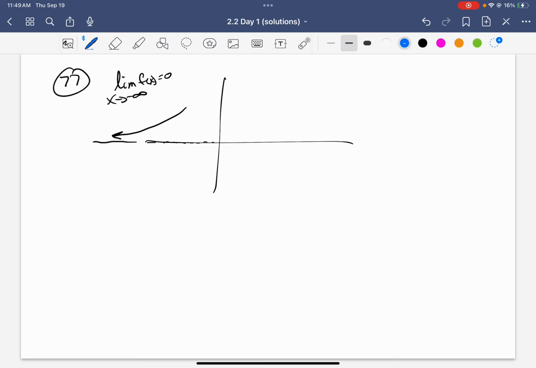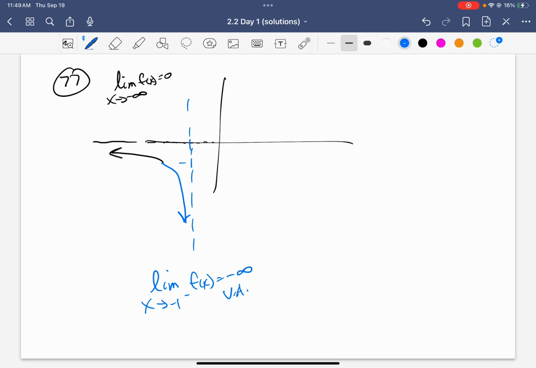Then it says as you get closer to -1 from the left, it wants to go to -infinity. So I'm actually going to have my graph do this. So I'm going to have it go to 0 this way. But then as I go to -1, it wants to go to -infinity. So the limit as x goes to -1 from the left is -infinity. That just means that there's a vertical asymptote there.